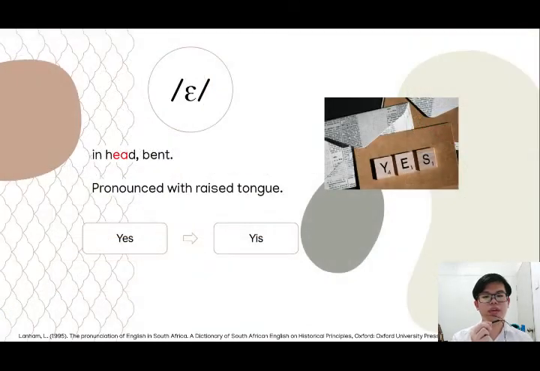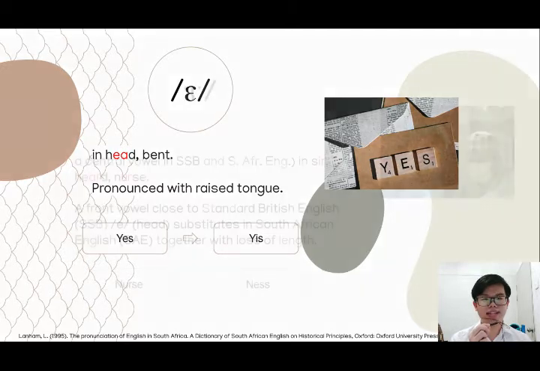Next, another variation can be seen from the sound, or the lax mid-front unrounded vowel, used in words such as head and bent. In South African English, the sound is pronounced with a raised tongue. For example, the word yes is heard as yes instead when pronounced in South African English.